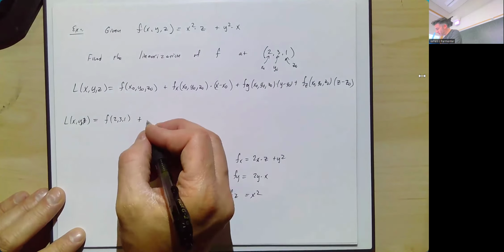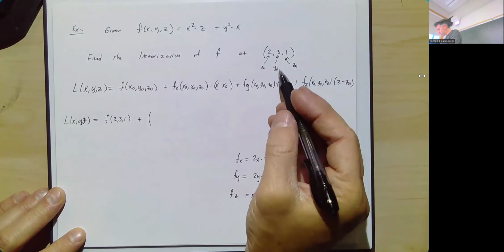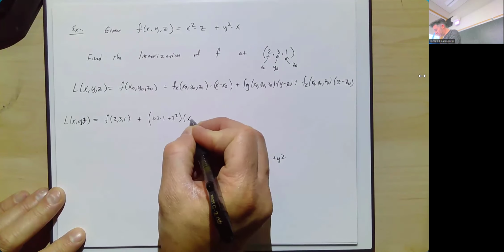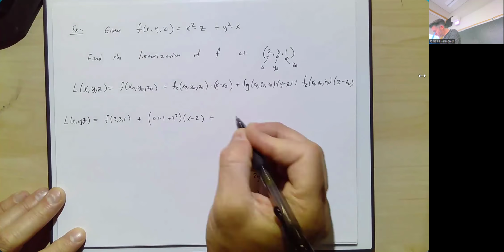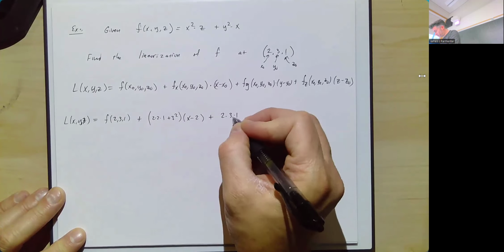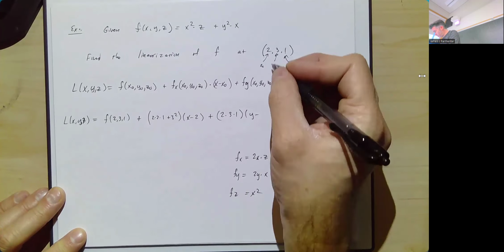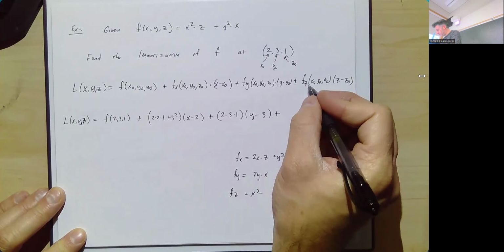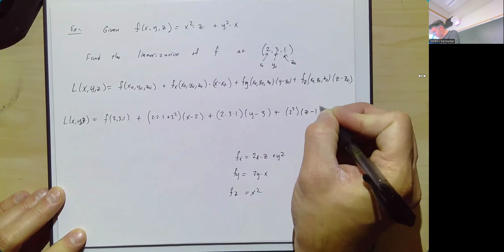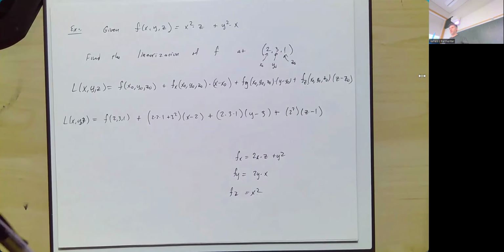So that's kind of a lot. So we're gonna get 2 times 2 times 1 plus 3 squared times x minus the x naught, plus fy is 2yx, it's gonna be 2 times 3 times 1 times y minus the y naught, plus fz would be x squared, so it's gonna be 2 squared times z minus the z naught. And then you could calculate those things more. You could simplify that, but that's the idea, right? It's the same formula as before. We just added on another piece here.